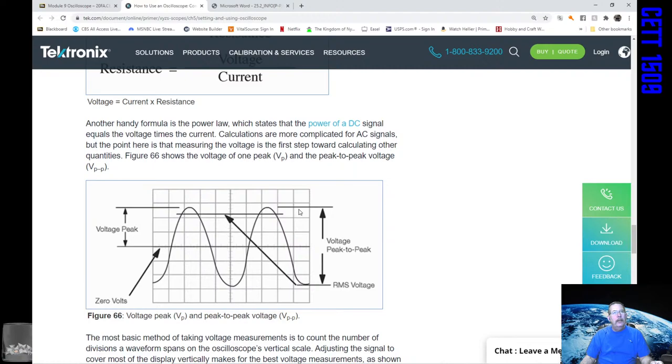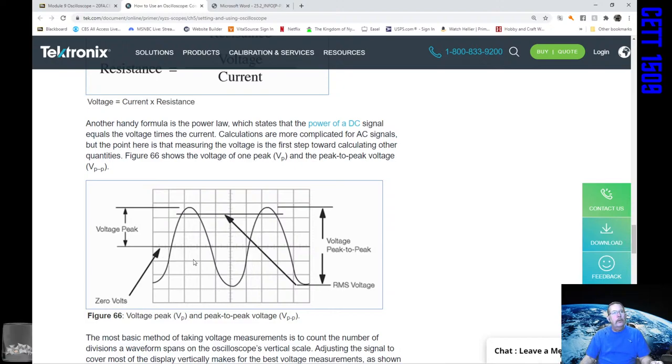Look at this right here. This is peak to peak right there. And this one here, 0.707 is the RMS value that we would read. So that's kind of the comparison.